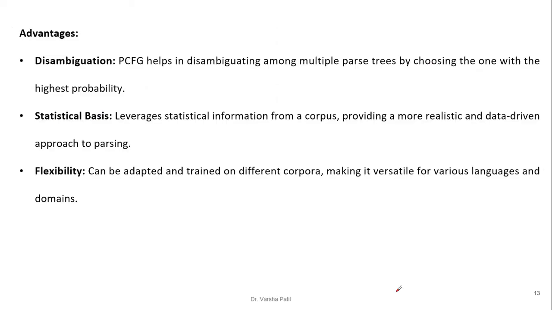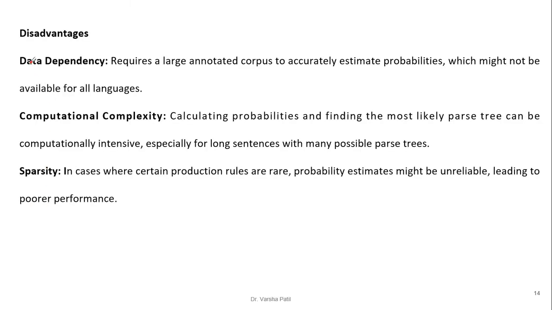Advantages: disambiguation. PCFG helps in disambiguating among multiple parse trees by choosing the one with the highest probability. Statistical basis: it leverages the statistical information from a corpus, providing a more realistic and data-driven approach to parsing. Flexibility: it can be adapted and trained on different corpora, making it versatile for various languages and domains. Disadvantage: data dependency, because assigning the probability is not an easy task, so it requires a large annotated corpus to accurately estimate the probabilities, which might not be available for all languages.